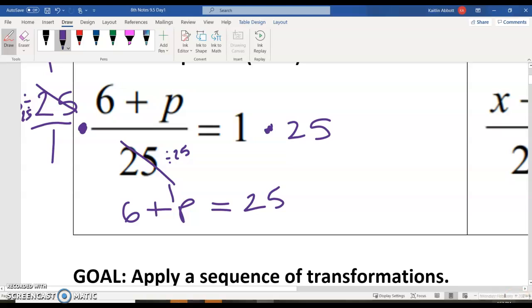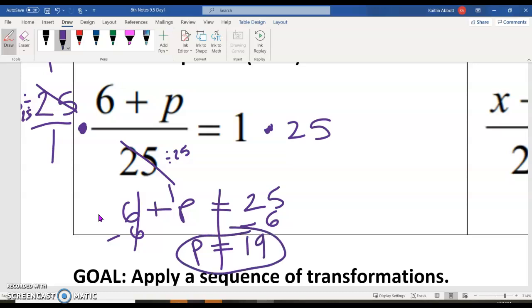All right, now this should look familiar. We just got to get p all by itself, so I'm going to put that line down the middle. I need to do the opposite of what this positive 6 is. There's no sign here, but if there isn't a sign, that just means it's positive. So the opposite of positive 6 is going to be negative 6. So minus 6. These cancel out. We're left with p equals 25 minus 6. Well, 25 minus 5 is 20, minus 1 more is 19.